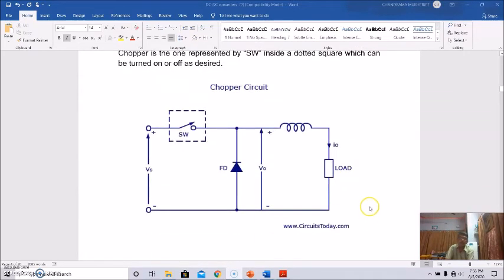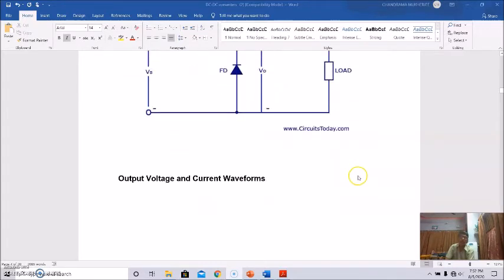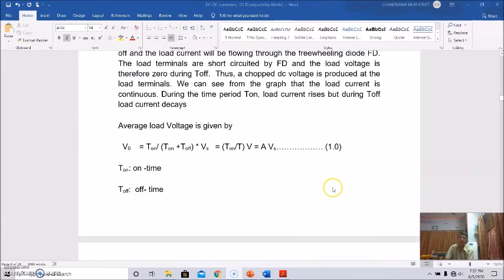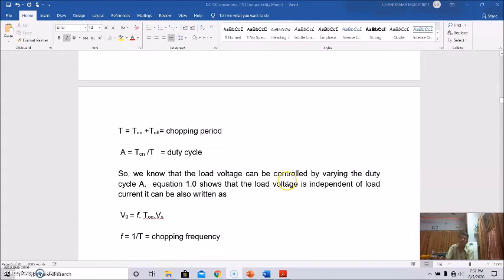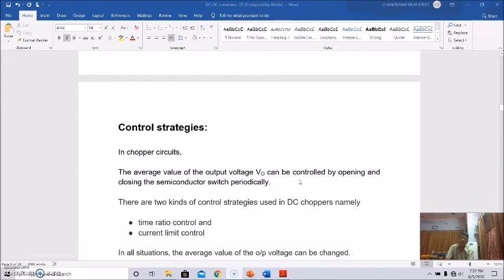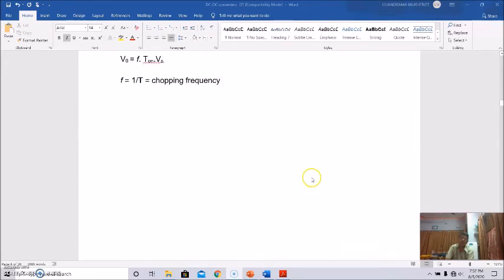We also gave a quick discussion of how the chopper operates. This is the chopper circuit. When the switch is on, this is how the current flows, and when it is off, this is how conduction takes place through which the current flow is continued. The output voltage and output current waveforms are also shown, and these are the expressions. From this we have discussed the control strategies, which are derived from this equation system.